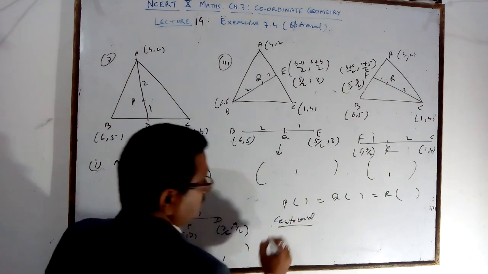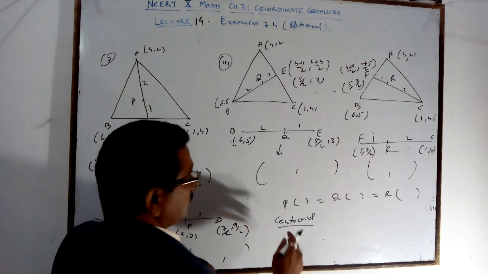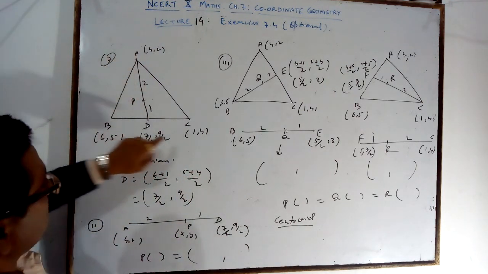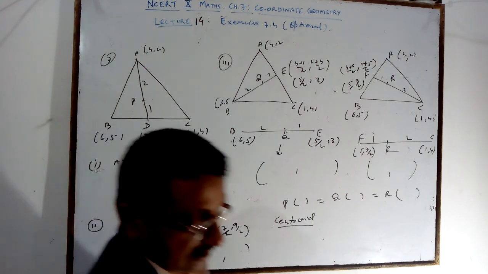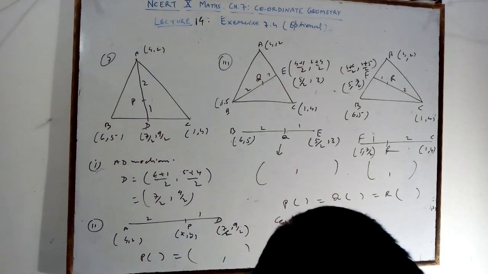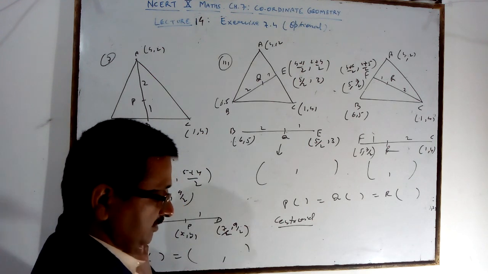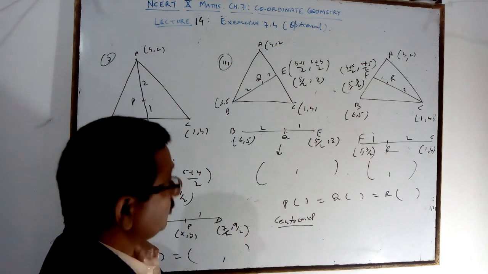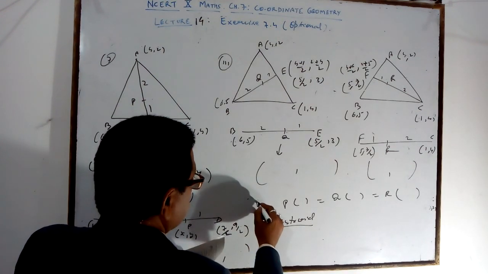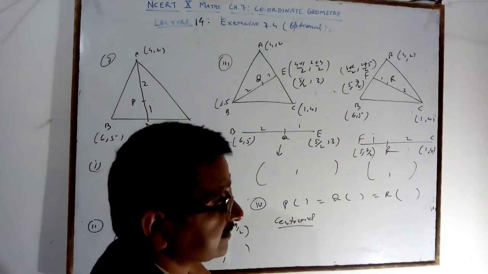I had told you in one lecture that without this calculation you can get the centroid as x1 plus x2 plus x3 by 3, y1 plus y2 plus y3 by 3. It is the centroid formula, so you will get this. Fourth part you have seen. In the third part, what do you observe? You are observing that all the coordinates are the same.